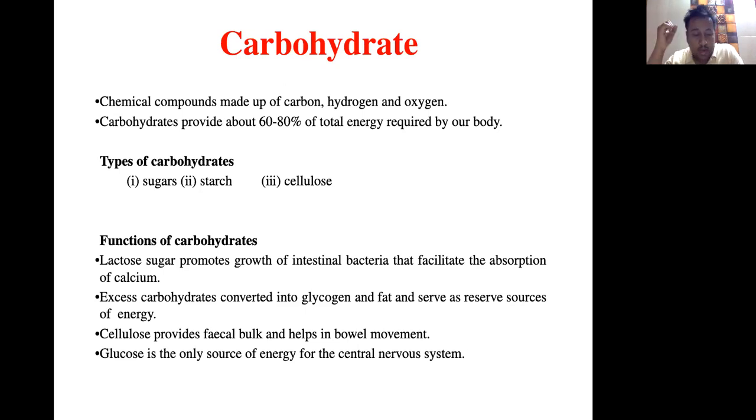Okay. Also, like I said, the cellulose provides fecal bulk and helps in bowel movement, very helpful in relieving constipation for someone having chronic constipation or some bowel problem.